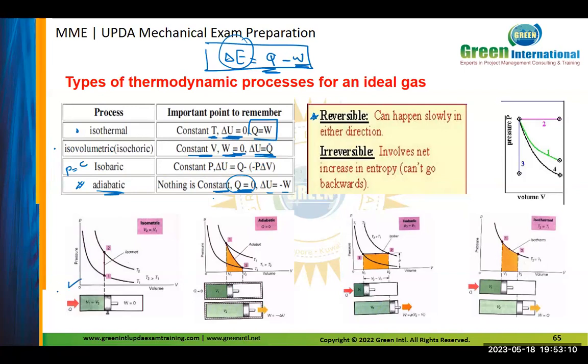This process here represents isometric or isochoric, related to volume, as you see. This is for adiabatic. This is for isobaric. This is only for isothermal. So isometric, adiabatic, isothermal, and the last is isobaric.